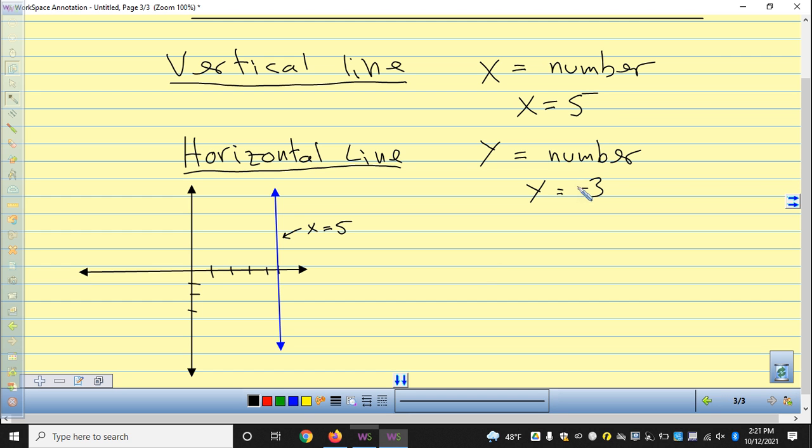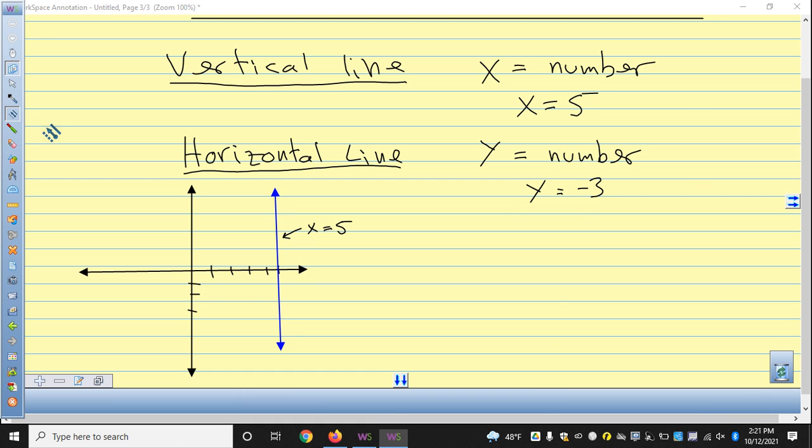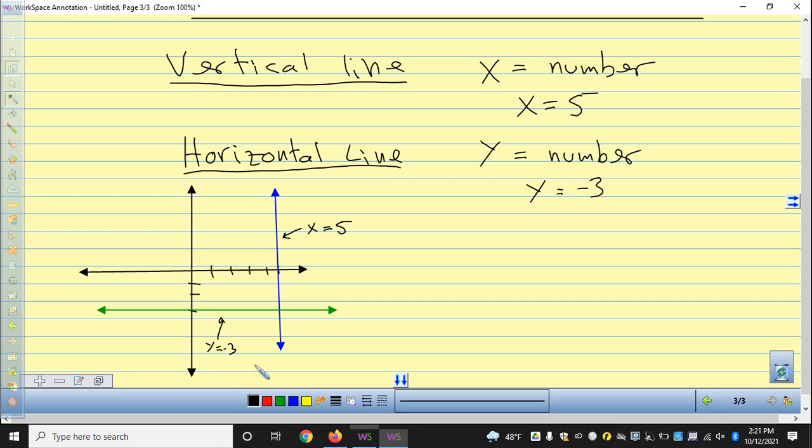And to graph the horizontal line, y equals -3, I'll do that one in green, we're going to graph a line that goes through y equals -3. No matter what x is, the y coordinate is -3. So anytime you see x equals a number, that's a vertical line. Anytime you see y equals a number, that's a horizontal line.